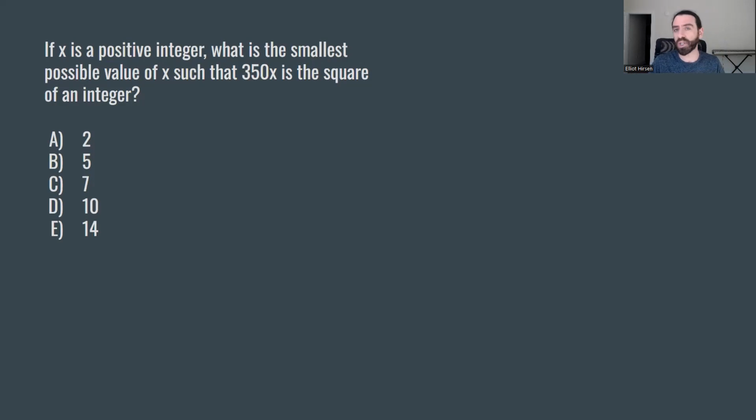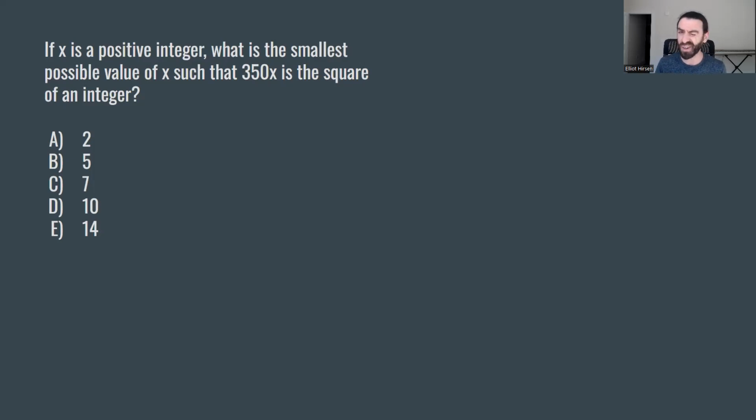Reminder, integer just means a whole number. Negatives, positives, or zero, anything that's a whole number is an integer. And in this case, we know x has to be a positive integer. So what am I supposed to do here? What's the smallest possible value of x that'll make 350x a perfect square, or the square of an integer?